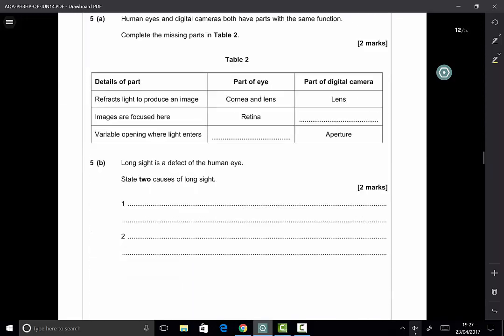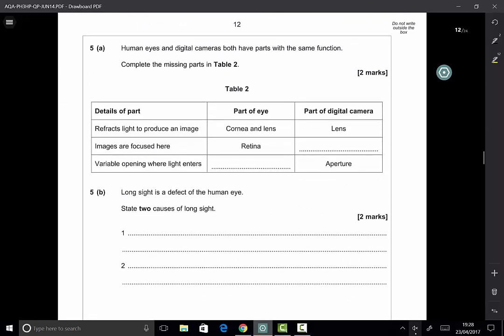Okay. Question 5a, human eyes and digital cameras both have parts with the same function. What are the comparative parts? So they've given us an example. The thing that refracts light produces an image. In the eye is the cornea and lens, and in the digital camera is just the lens. Images are focused here. So we're told that it's the retina in the eye.